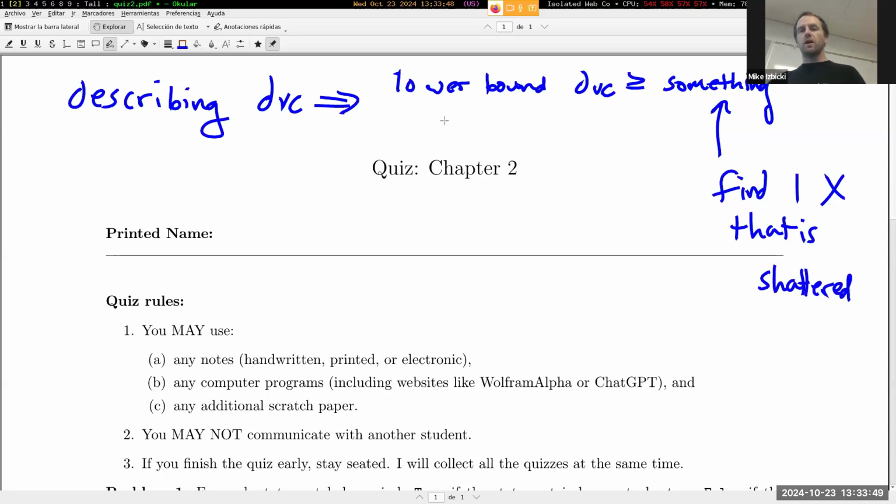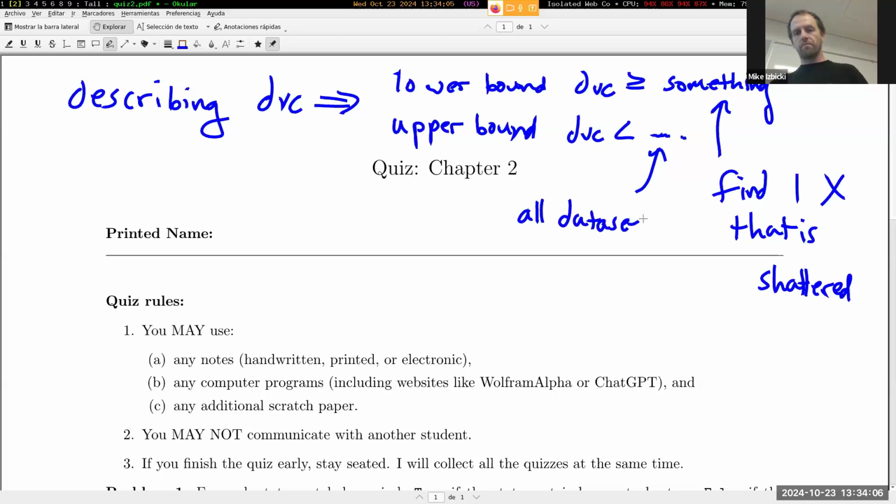But in order to provide the upper bound on the VC dimension, saying DVC is strictly less than something, you need to say all data sets cannot be shattered. All data sets of whatever this size is right here, all data sets of that size cannot be shattered.